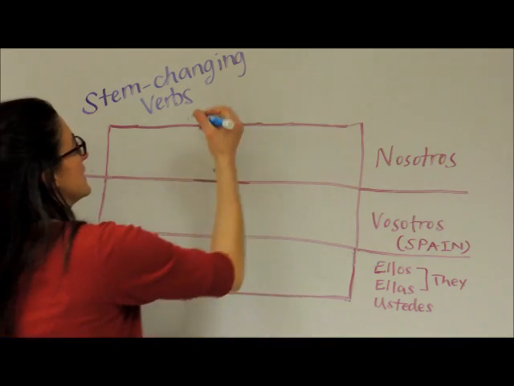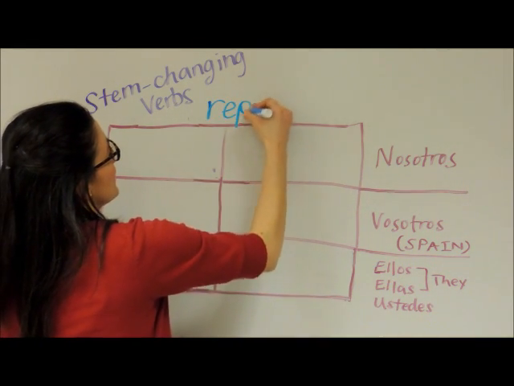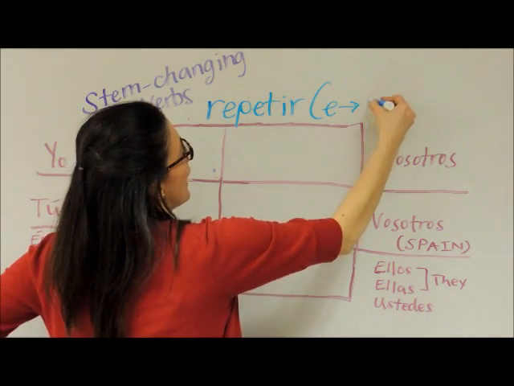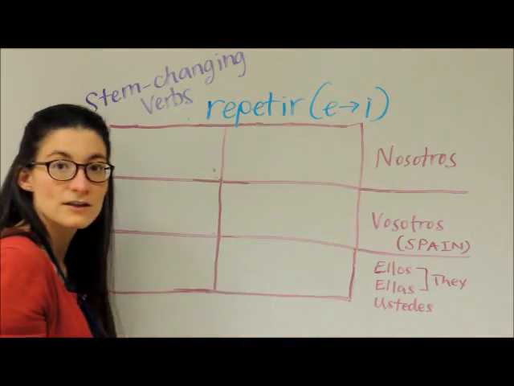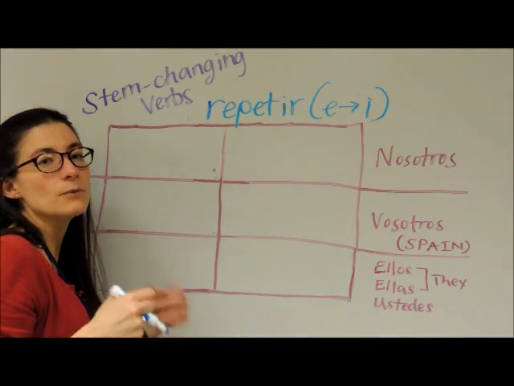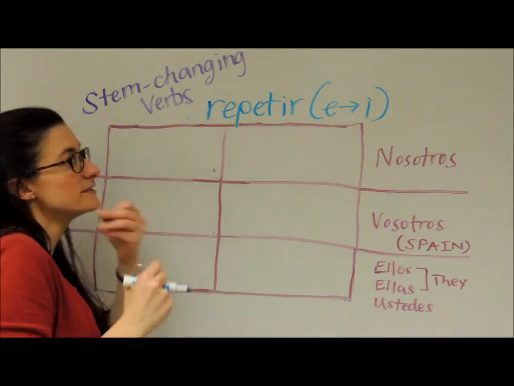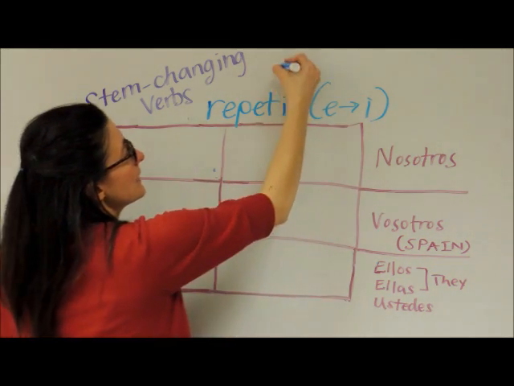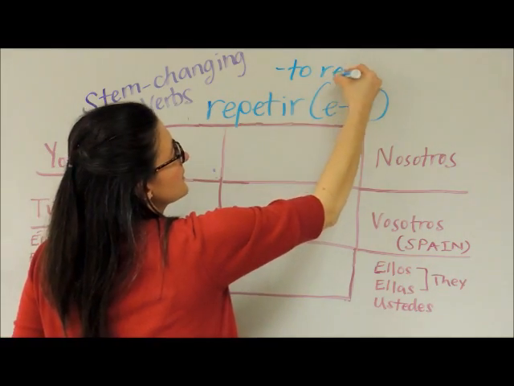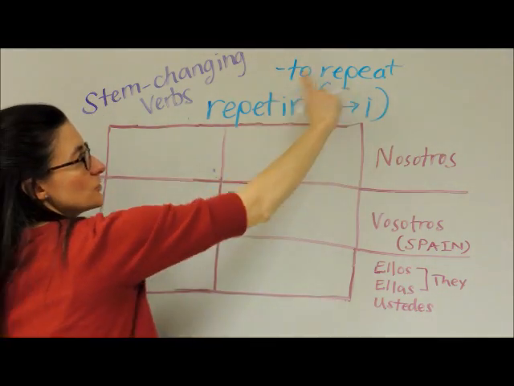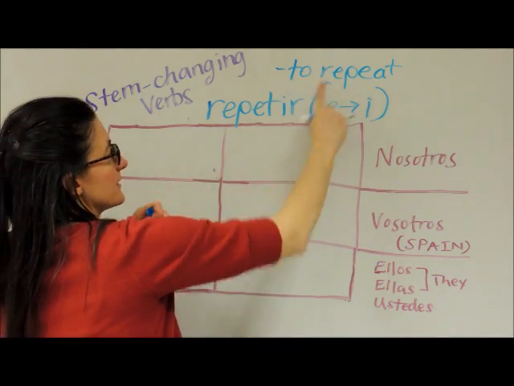Let's take the verb repetir. It's an E to I stem changer. So we've covered all of the different categories minus the U to UE, which only happens in very few words. But this last one's E to I. Repetir means to repeat. It's a cognate. I'm sure you see the similarities there, right?